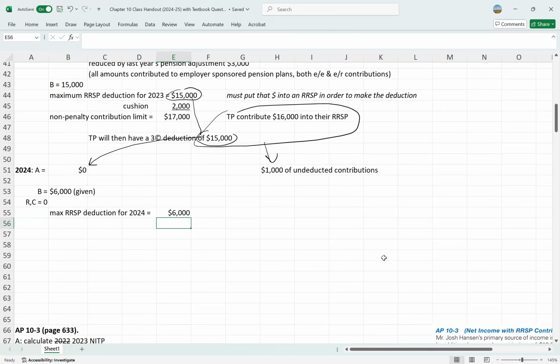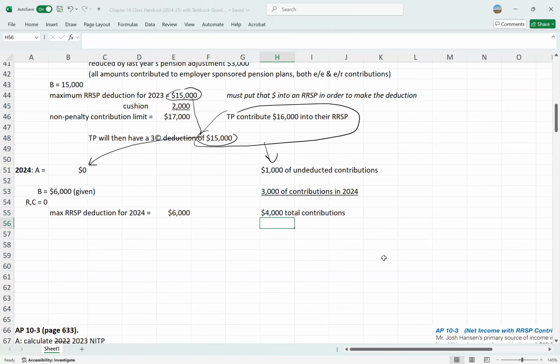And then let's say this year, we didn't have a lot of extra money. So we only contributed $3,000 this year. So $3,000 of contributions in 2024. Now our total contributions though will be 4,000 because remember we had 1,000 of undeducted contributions carried over from last year. So we will still have 4,000 total contributions sitting there.